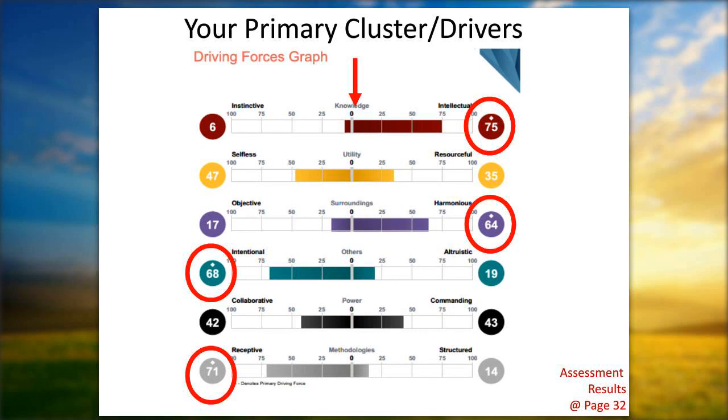When you look at that page, you're looking at the graph for the highest scores. In this particular one, the highest scores on the right-hand side are knowledge, intellectual, and surroundings, harmonious. With others, this person is very intentional. And the last one down at the bottom, around methodologies, is very receptive. So their primary cluster, these are the highest scoring areas for this individual. And what they're telling you is that these are your top drivers. So keep in mind that each one of these areas has value. In this assessment, we're not saying one is better than the other.